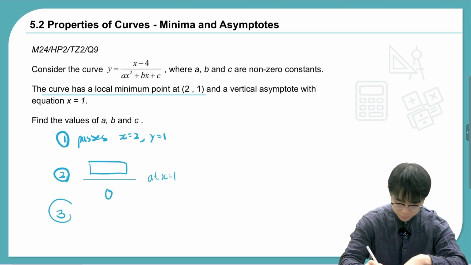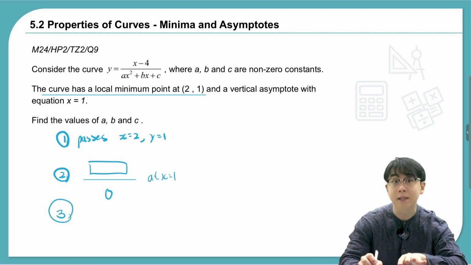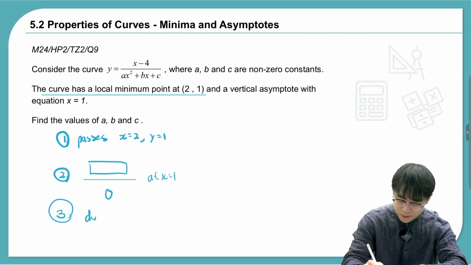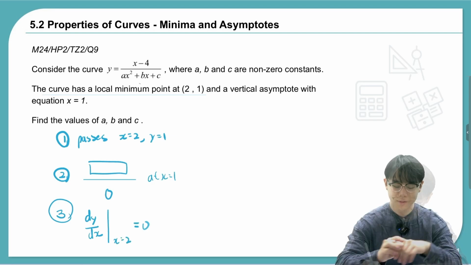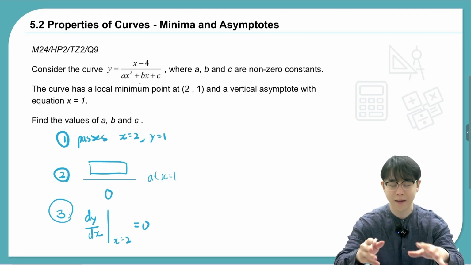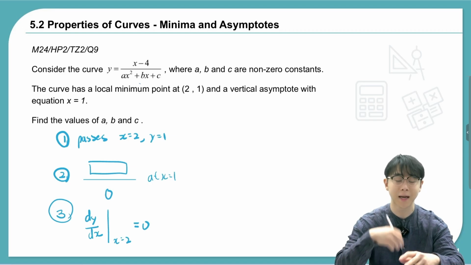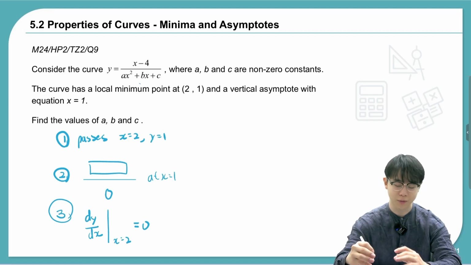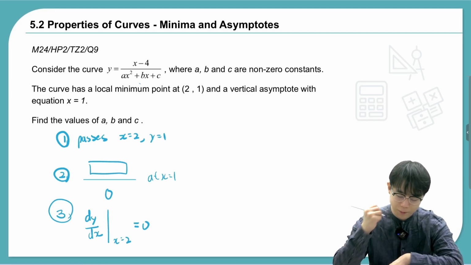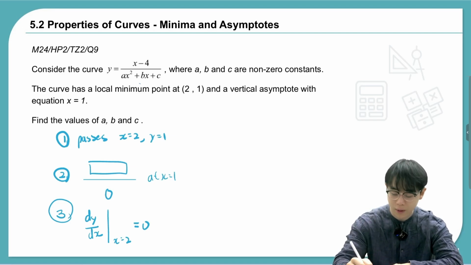Our third piece of info will be us having a local minimum point at (2, 1). So if you were to find dy over dx, that's going to be 0 when x equals 2. So we have our three pieces of info. We're trying to execute on that, get more specific equations, and after we solve that system of equations, we should be able to get our a, b, and c. So let's first look at number 1. We're going to substitute in x equals 2 and y equals 1.